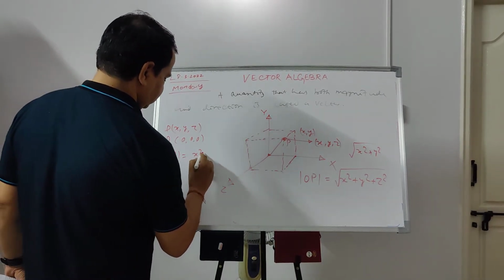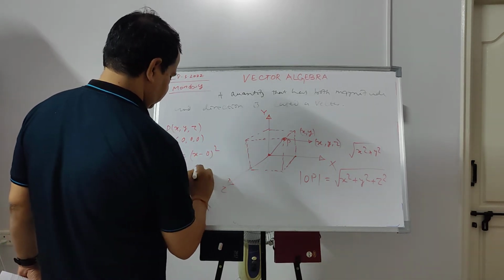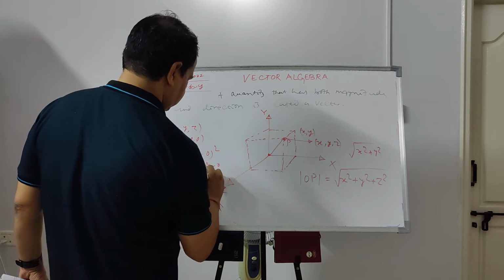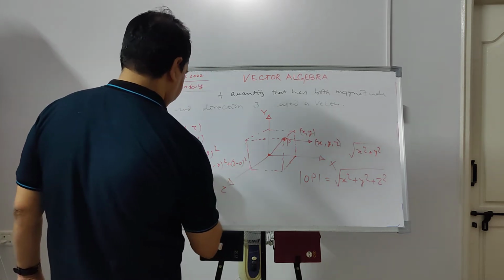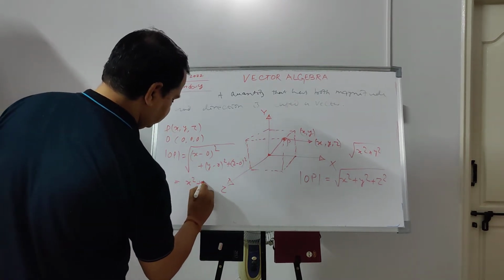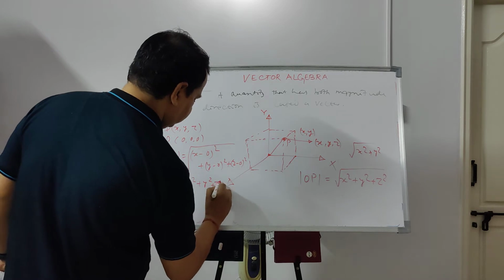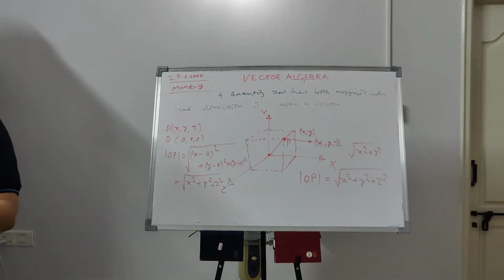It will become x minus 0 square, plus y minus 0 square, plus z minus 0 square. So this is nothing but your x square plus y square plus z square. This is nothing but your distance formula.